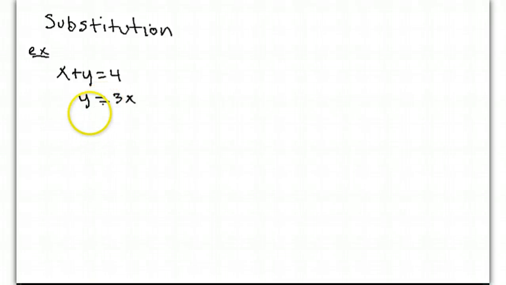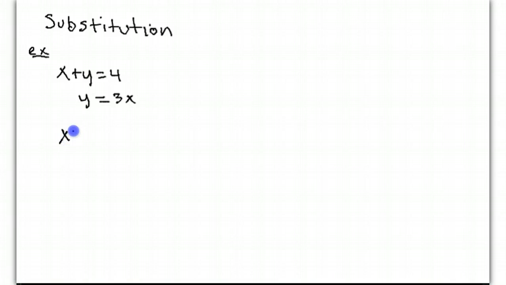One way to do this without guessing, it's easy to guess this problem, but they have problems in the book where there are fractions and they're harder to guess. So a way to get around guessing is to do a substitution. Substitution is pretty much if you have one of the letters already solved for. When you look at this second equation, you already have it in terms of y equal, so it's already solved for y. And remember, whatever this y is, it's the same thing in both equations. So if the second equation has y equal 3x, you can plug it into the first equation.